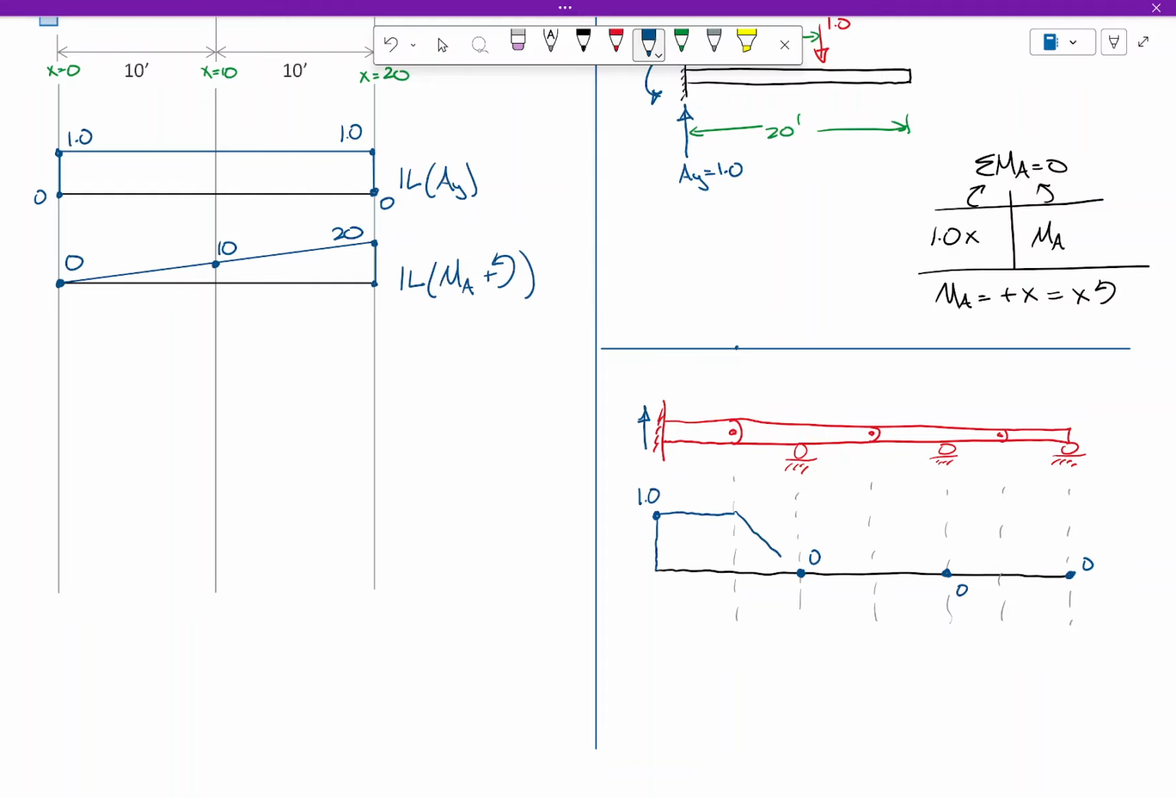So, whoop, whoop, whoop. Like my sound effects? That would be your influence line. Really, really odd shape, but I mean, is it really all that complicated? 0, 0, 0 at the supports. We pick this up, straight line segments across the board. Does that make sense?